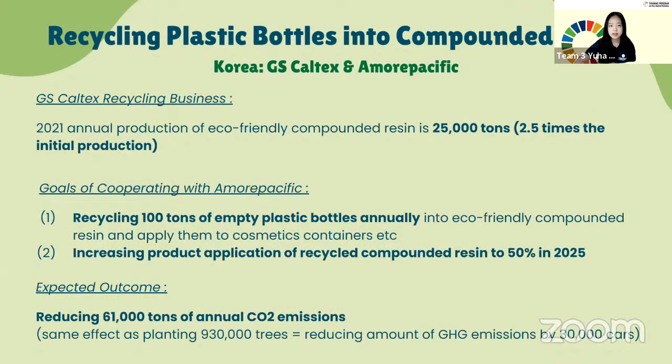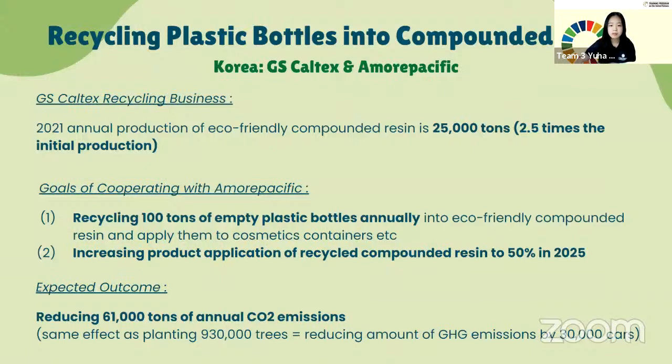If we take a look at another case, this is an example of resource circulation by ESG companies in Korea. This business has been producing eco-friendly compounded resin by recycling plastic bottles, and as of 2021 produced 25,000 tons during the year. And by cooperating with other businesses that produce plastic bottles, such as this cosmetics company, they are expanding the project by aiming to recycle at least 100 tons of plastic a year and trying to increase the ratio of eco-friendly compounded resin to the products by 50% in 2050.